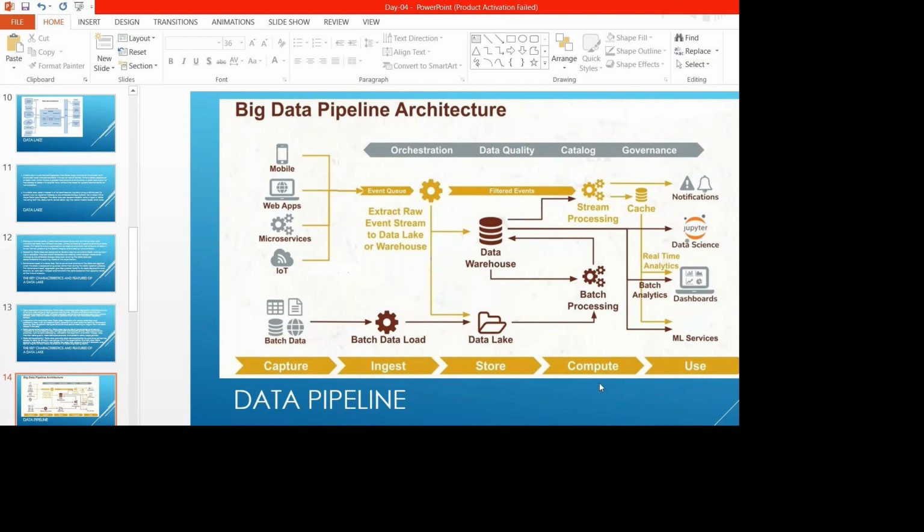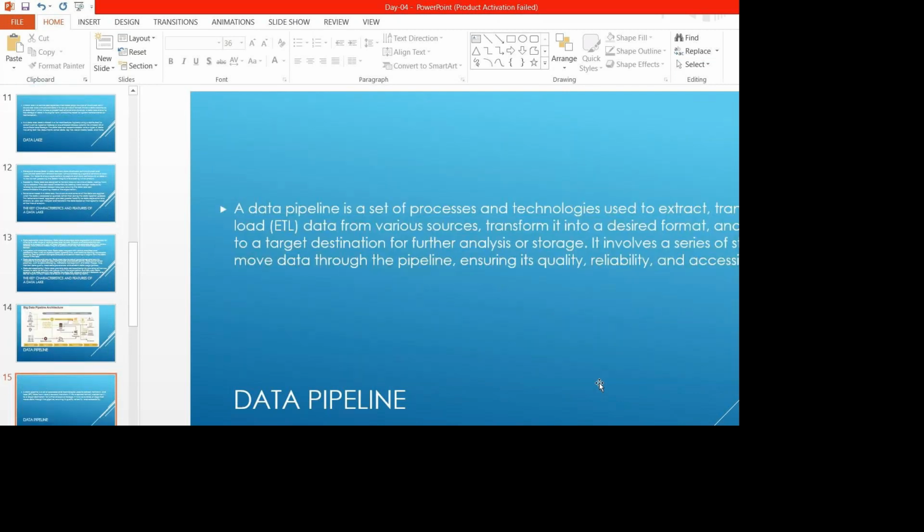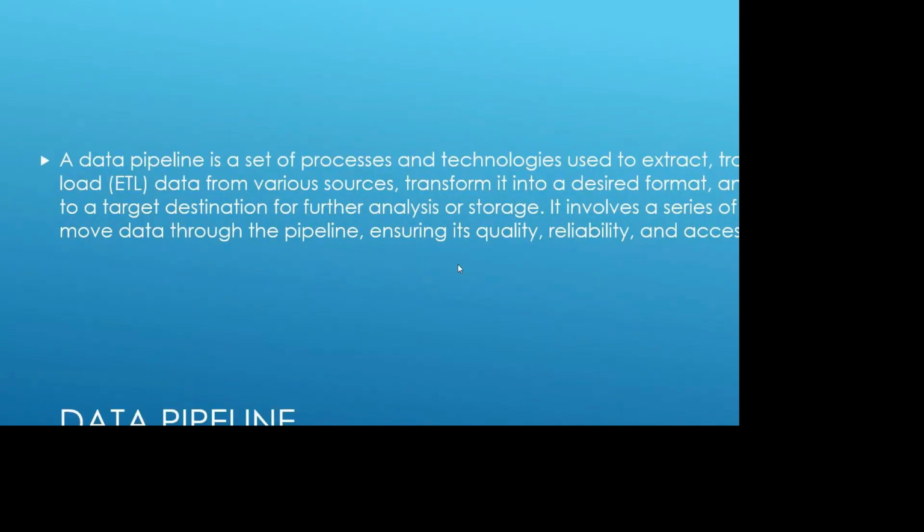Okay, here there are different stages in the data pipeline architecture. Let us see what a data pipeline is. A data pipeline is a set of processes and technologies used to extract, transform, and load data from various sources. As I told you, the ETL job is the important job of a data engineer: extracting, transforming the data, and loading it into the target storage.